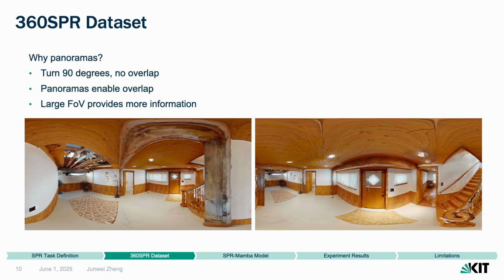Why is it necessary to use panoramas for visual localization? The reason is twofold. Panoramas enable overlap between adjacent frames, which is critical for RPR, VO, and SPR. Moreover, panoramic images provide more visual information with a 360-degree field of view compared with pinhole images.